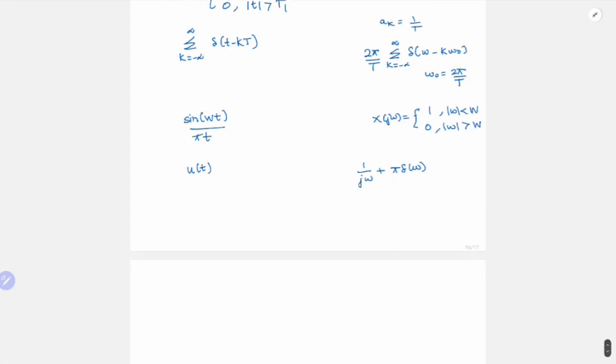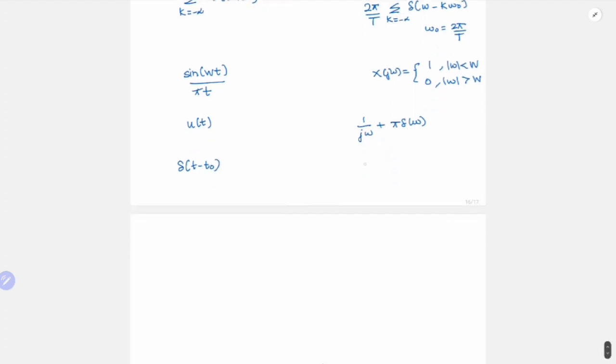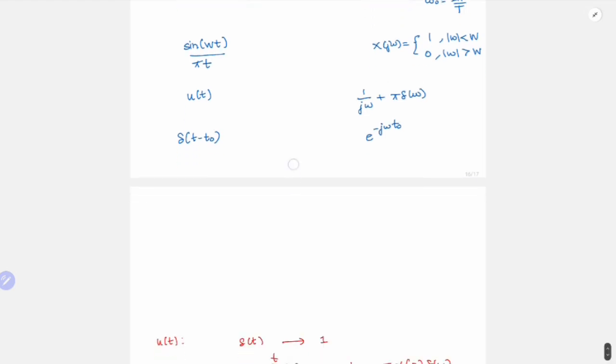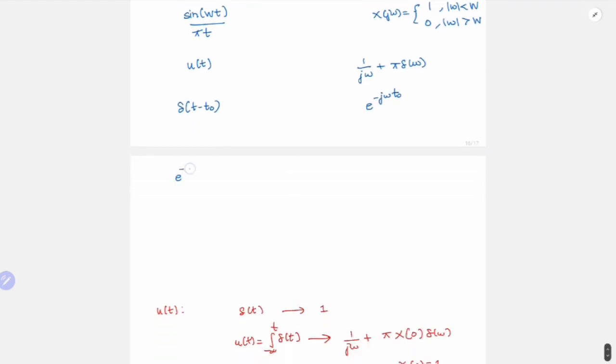Okay, so next we have the time shifted impulse. This is again simple, right? This is e^(−jωt0). From the time shifting property, we know this. And then we also had e^(−at) u(t), and a is greater than 0. For this, we had 1/(a + jω). We actually derived this.